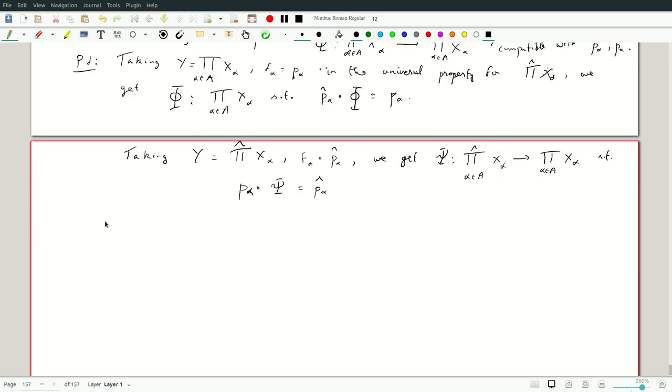So what happens is, now let's look at the composition. Hence, let's look at psi composed with phi. Phi is going to take this product to its hat product. So this will take the product of alpha in A of X alpha to the product of alpha in A of X alpha, and it is a continuous function.